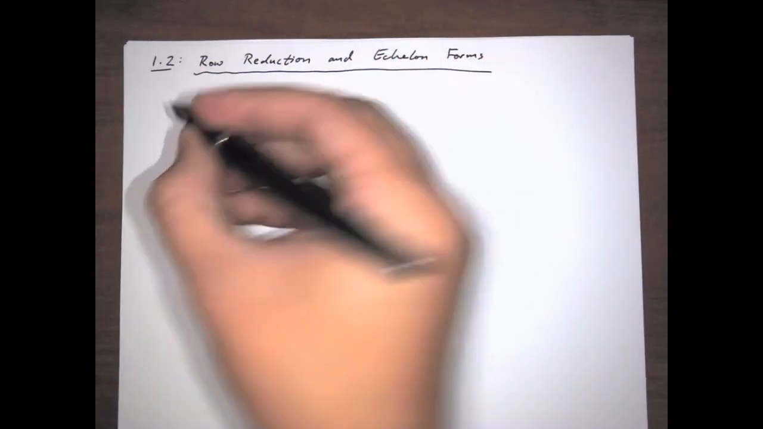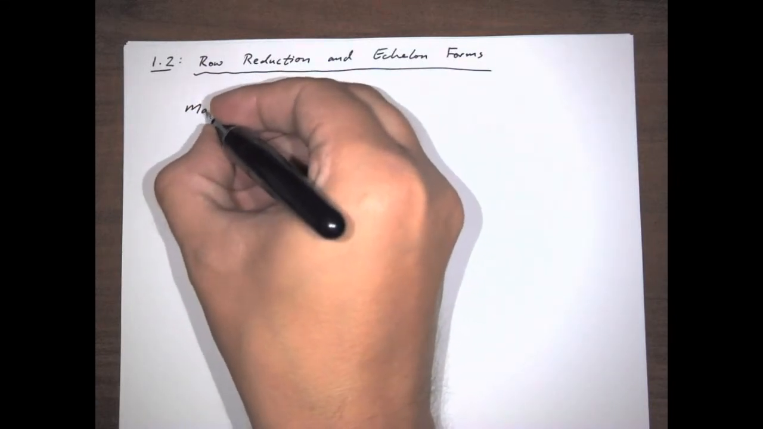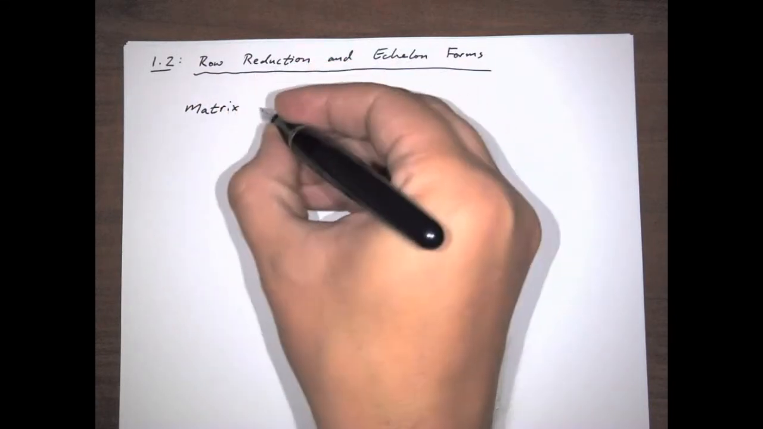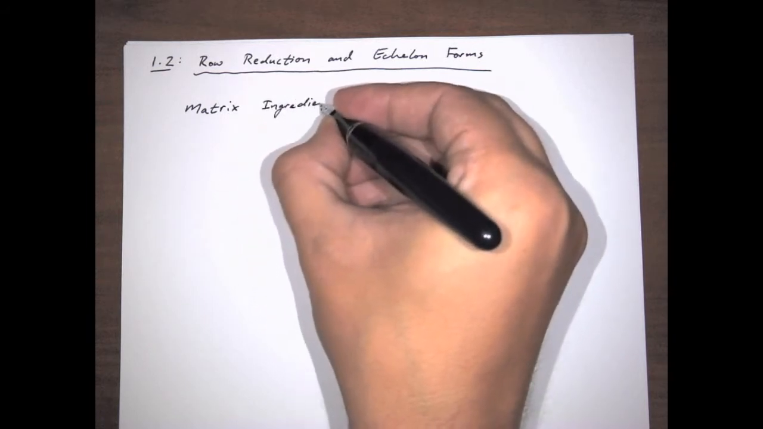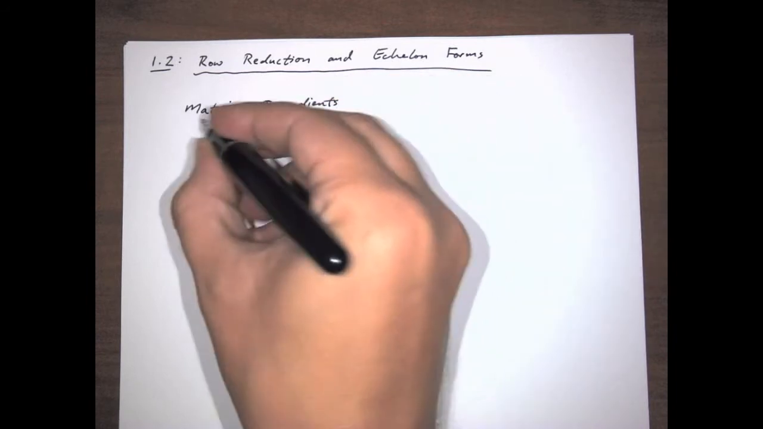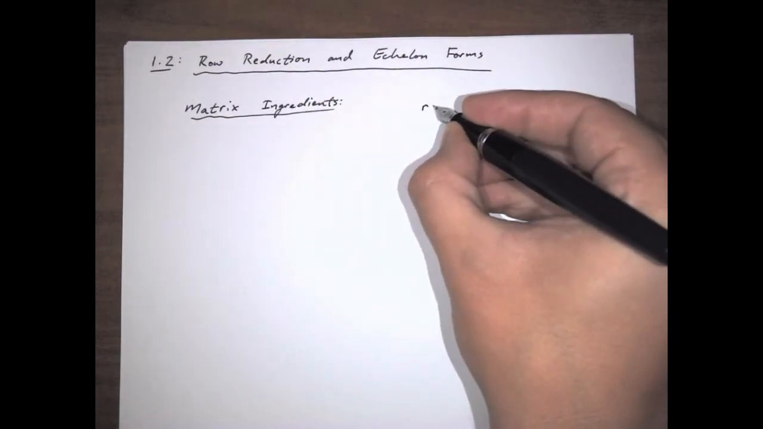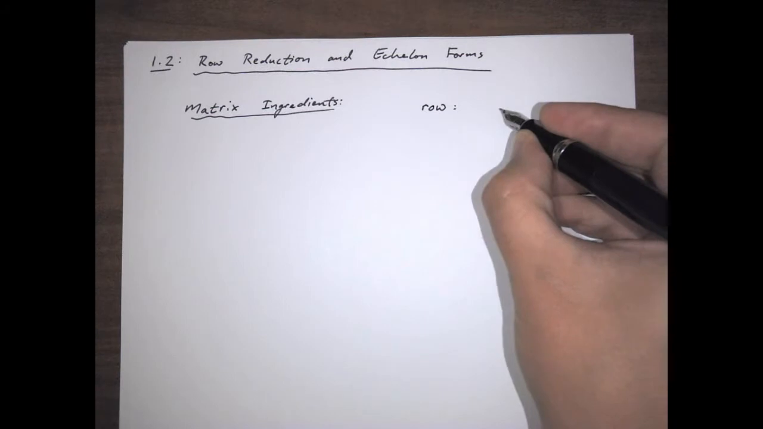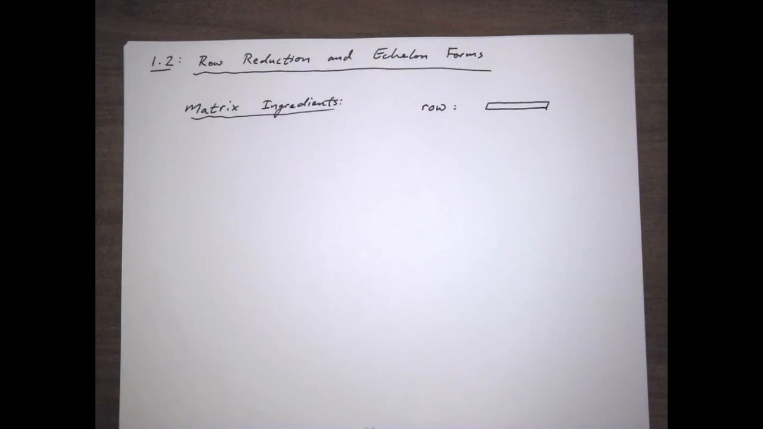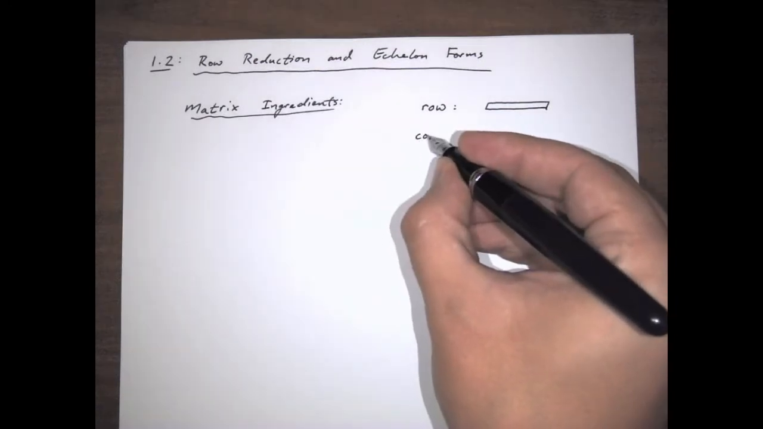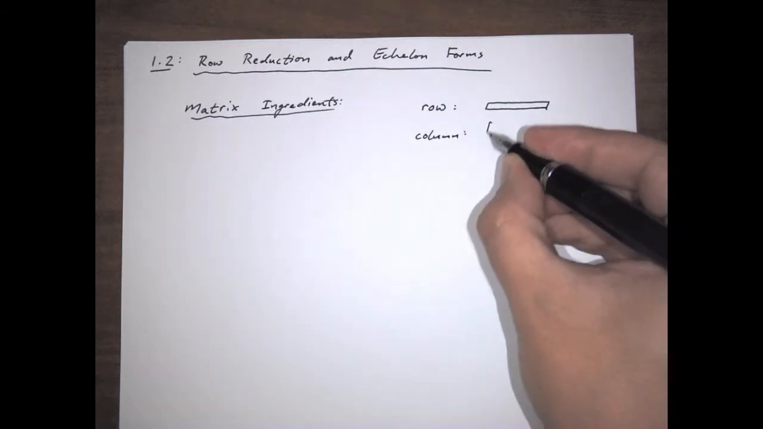So first let's talk a little bit about matrices and what their ingredients are. So, matrix ingredients. First off, a row is what we call the piece that goes this way. So rows go like so, whereas columns go like so.